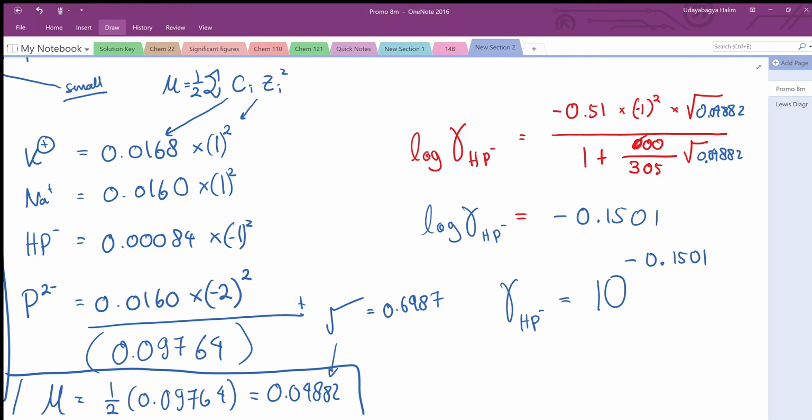You guys got the same number? No? What do you get? 0.07. Let's double check again. 0.51 times the square root of 0.04882.